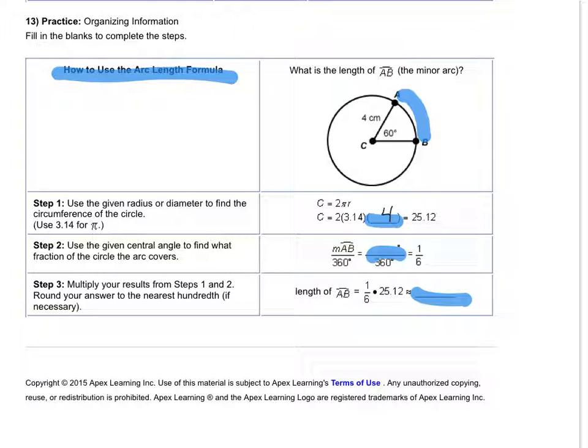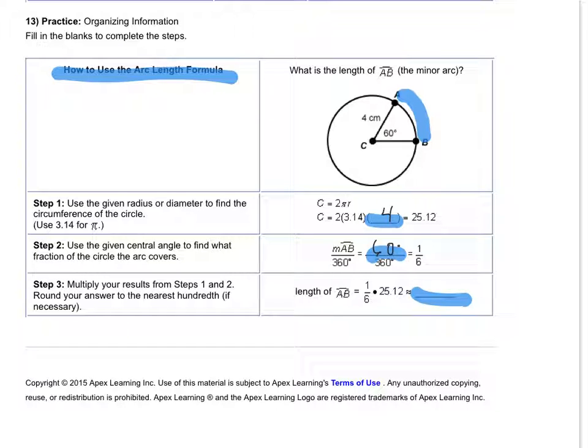Then the measure of the arc AB, because it's a central angle, that angle equals 60. So right here on this line, I'm going to put 60 over 360, and that's equal to 1/6 of the circle. Step 2 said use the given central angle to find what fraction of the circle the arc covers. So that's where the 60 came from. It was given. Step 3 says multiply your results from step 1 and 2. Round your answer to the nearest hundredth if necessary.